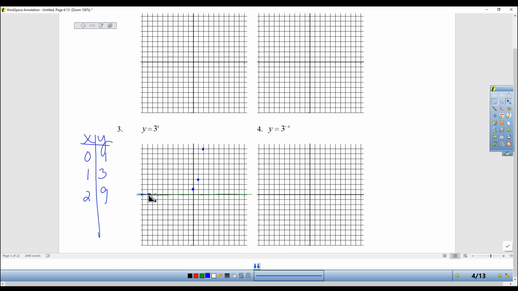Very steep. The bigger the base, the steeper the graph is going to be because it's going to rise quickly.